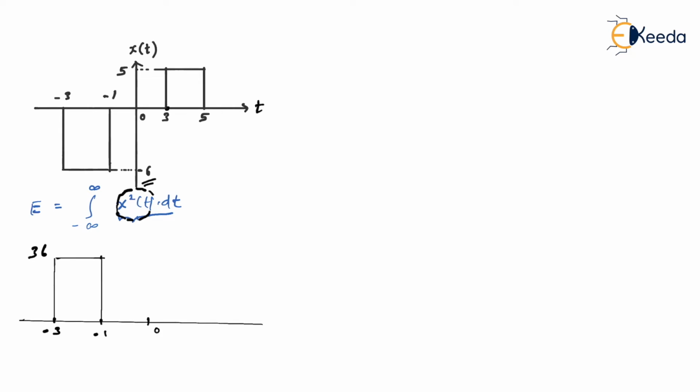Same thing. Now we have to square the whole signal, so we have to take care of this duration also, that is from 3 to 5. Between 3 to 5, amplitude was 5. After squaring it, it becomes 25. So we are talking about the 3 to 5 duration on the time scale. After squaring, it becomes 25.